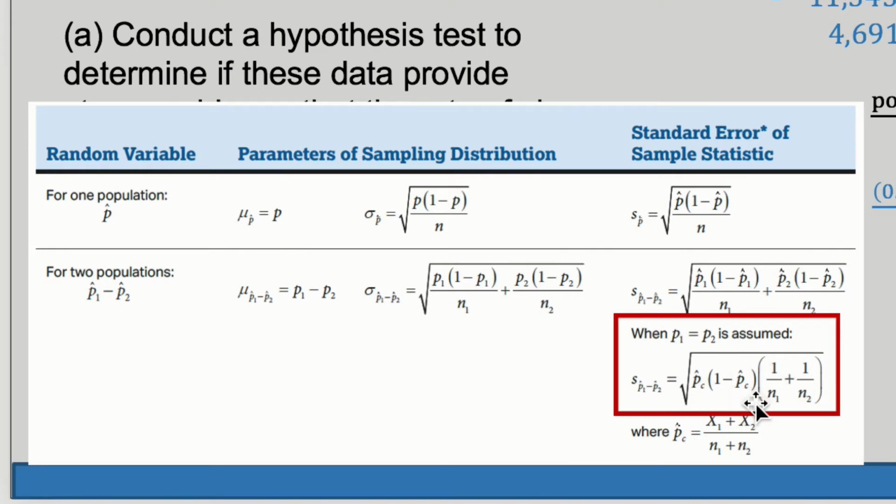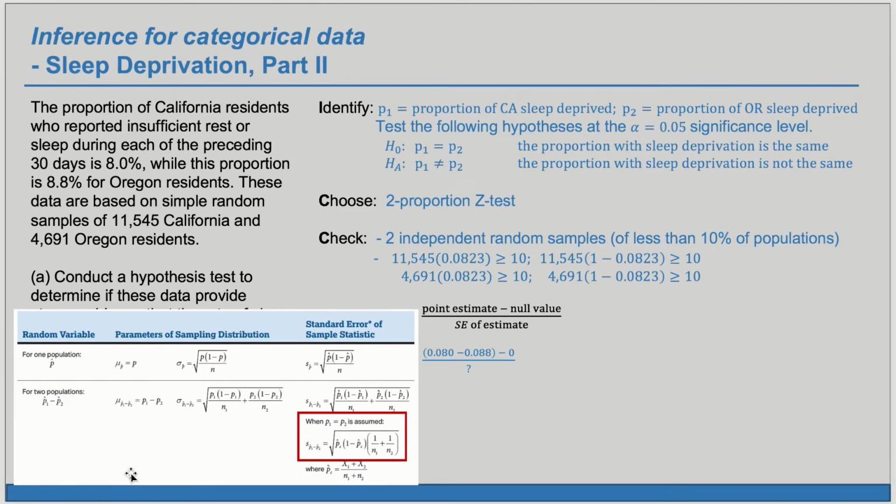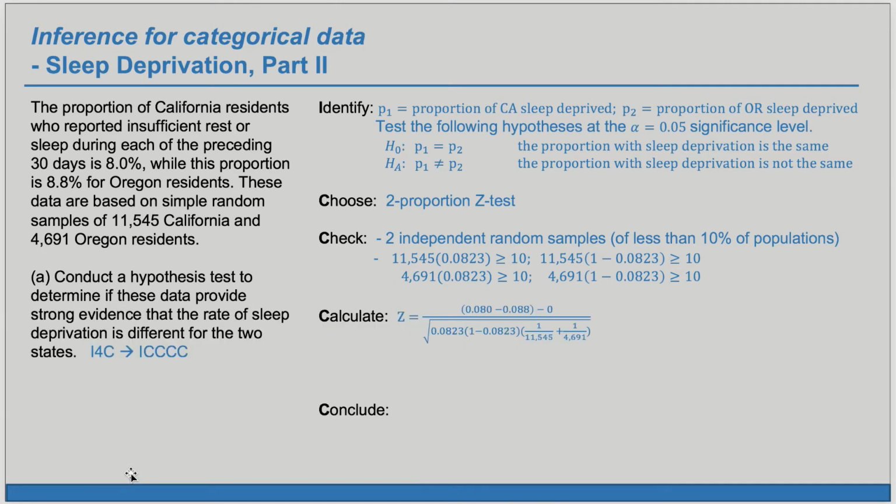So notice that this is different than the standard error for the confidence interval when dealing with two proportions, because here the p1 and p2 are assumed to be equal. And so we have the combined or the pooled proportion as our best estimate of what they would be equal to. And so we can plug in the pooled proportion that we previously calculated, the 0.0823, along with our sample sizes. And now we have our test statistic. So we can evaluate this.